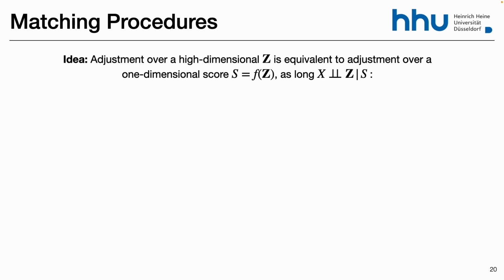The idea is, instead of getting a high dimensional Z, let's try to find a score which is a function of Z.